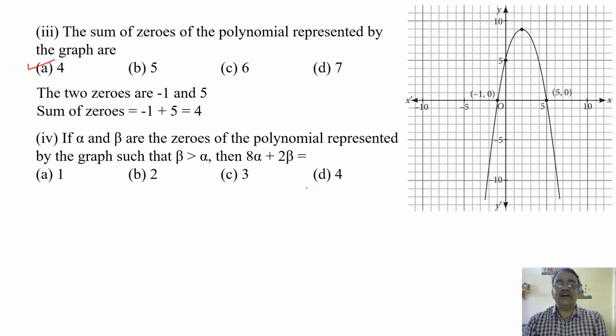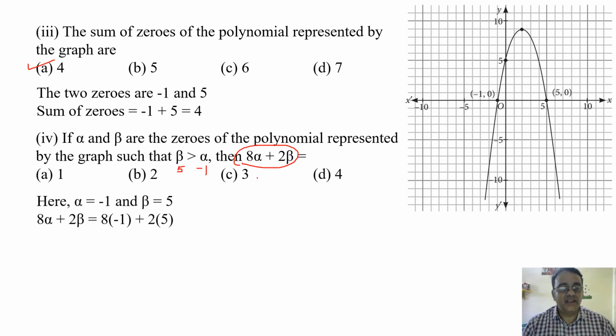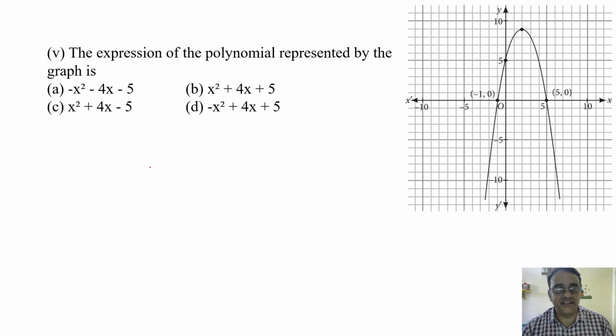Now the fourth question: if alpha and beta are the zeros of the polynomial represented by the graph such that beta is greater than alpha, then 8 alpha plus 2 beta. So what is the value of beta? 5. And alpha is minus 1. So substitute here. What are we going to get? 8 into minus 1 plus 2 into 5, that is minus 8 plus 10, that is 2. And the correct option is Option B. Right? So now we are moving toward the last question of this case study.